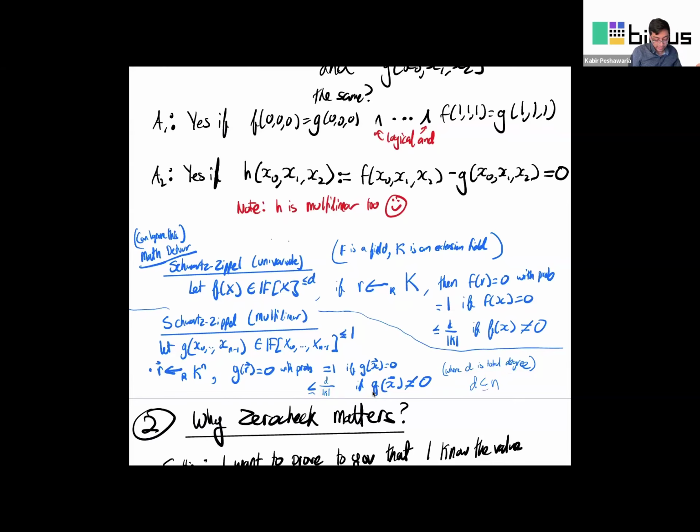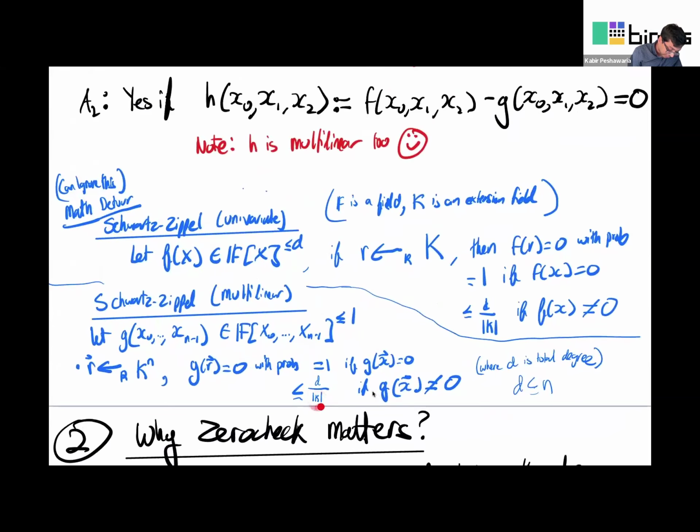In the multilinear case, the total degree is always going to be at most n. You can think about the size of the field k, where k is a cryptographically large enough field, as being like 2 to the 128, let's say, and n is a number like 30. So 30 over 2 to the 128 is an insanely small number.